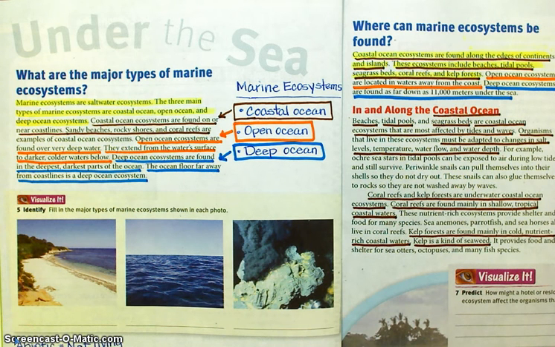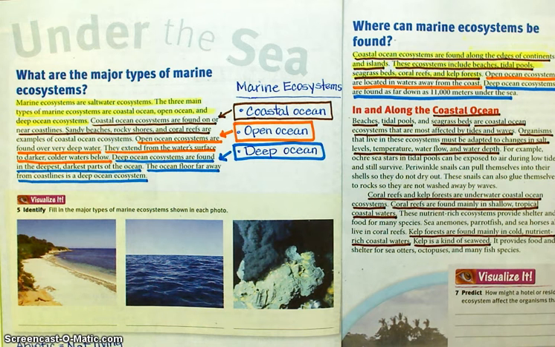Okay, so we're going to start going over the major types of marine ecosystems, and the title Under the Sea made me think of the movie The Little Mermaid. So there's actually a cute song by Sebastian the Crab in The Little Mermaid, so I thought I would play that at some point in this screencast.